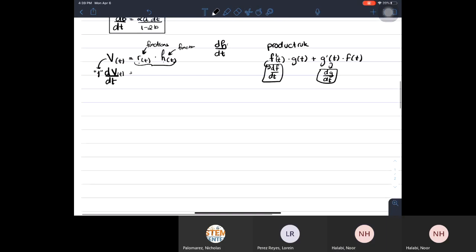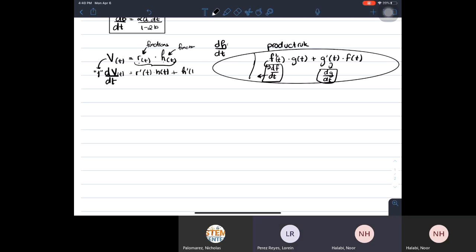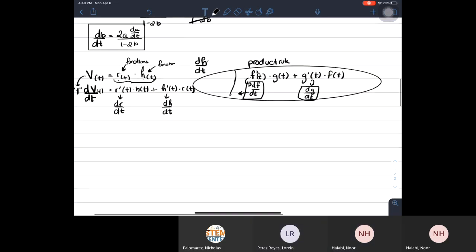Does that make sense, Lauren? Yeah, that these are functions? Okay, so basically this is going to be the same exact thing as the general rule, because the general rule uses functions, and in this case we ended up with functions. So this is just going to be r prime times h of t plus h prime times r of t. Perfect. And we know that r prime is just going to be dr over dt, and h prime is dh over dt. Okay?